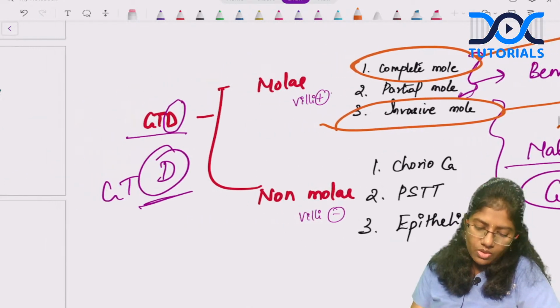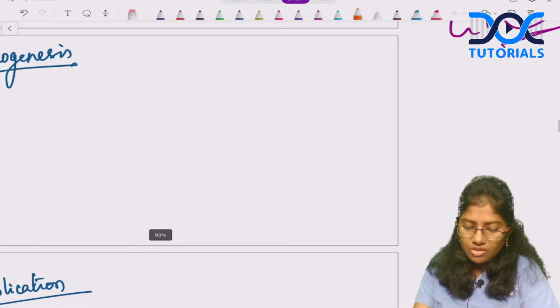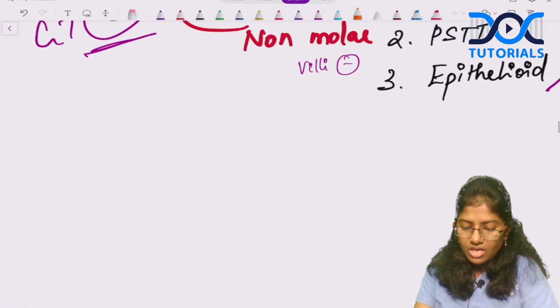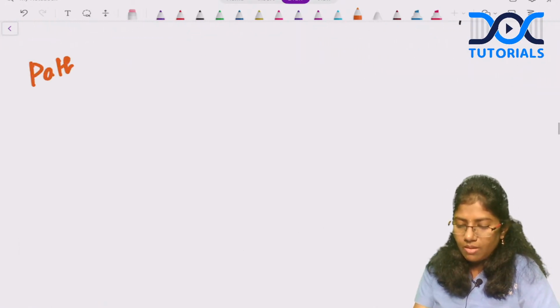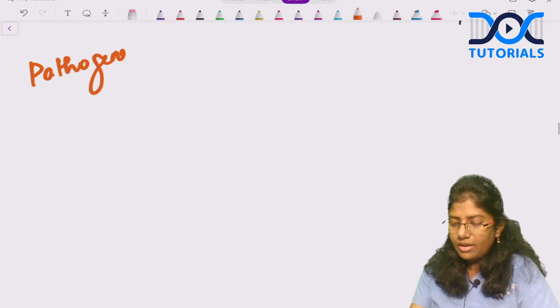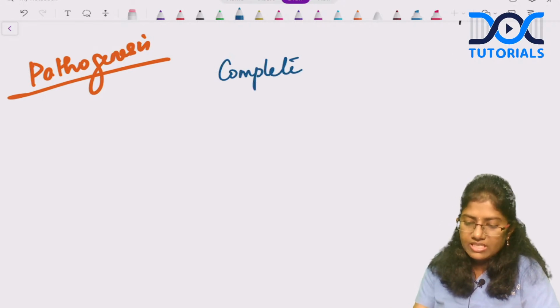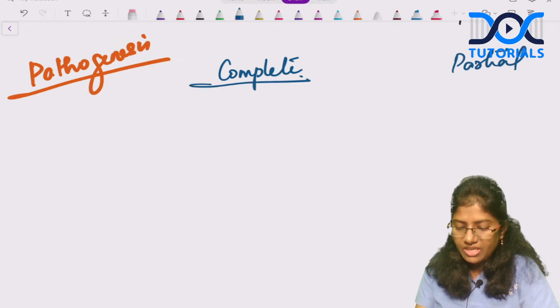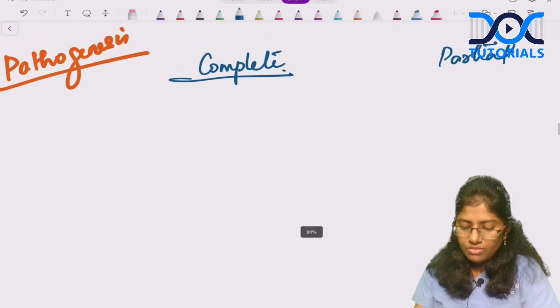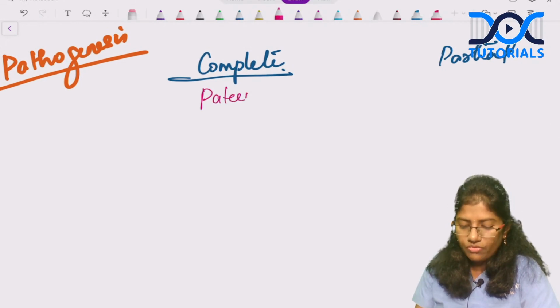This is about the pathogenesis of complete and partial mole. Complete mole versus partial mole. Complete mole is completely paternal. That means the ovum is empty. Empty ovum.